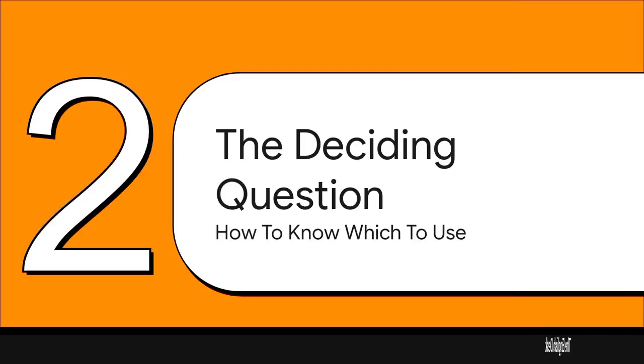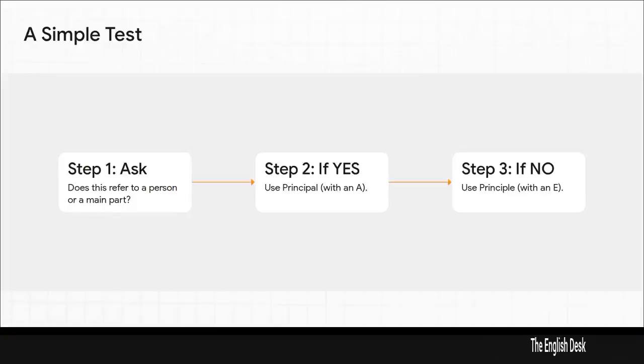Okay, that's great in theory, but what about when you're actually writing? How do you decide in the moment? Well, I've got a super simple question you can ask yourself every single time. Let's walk through it. Here's your go-to test. Anytime you're stuck, just stop and ask yourself this one question. Am I talking about a person or a main part of something? If the answer is yes, boom, you use principal with the A. If the answer is no, it has to be about a rule or an idea, so you use principle with the E. See? It really is that easy.